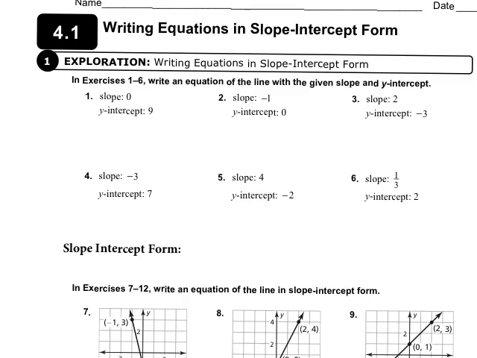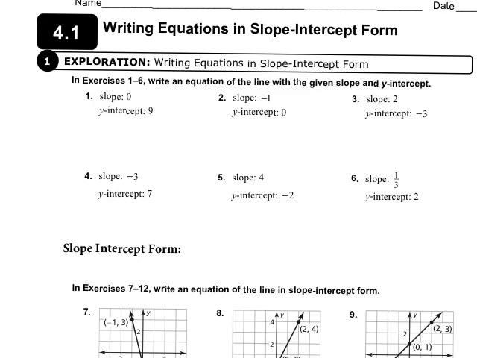All right, guys, we're going to go ahead and start off with the exploration. Go ahead and do the first 6 problems. Should be pretty straightforward. You all know slope-intercept form, that's y equals mx plus b. So go ahead and write your equations out, inputting that information in for the first 6 problems.